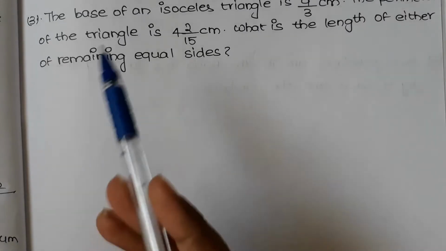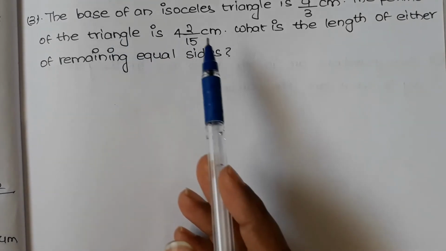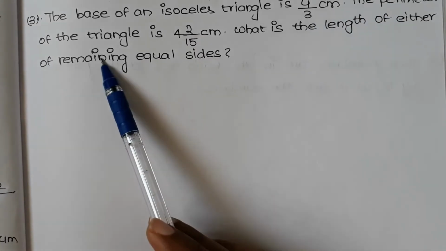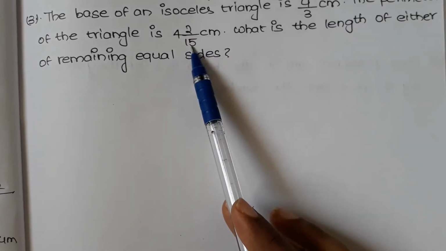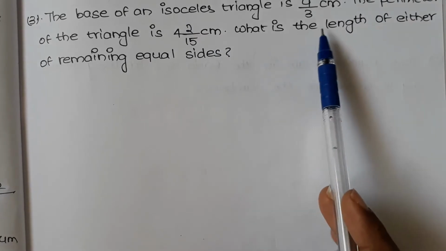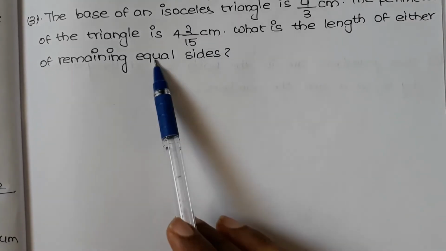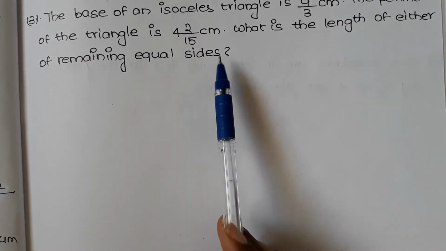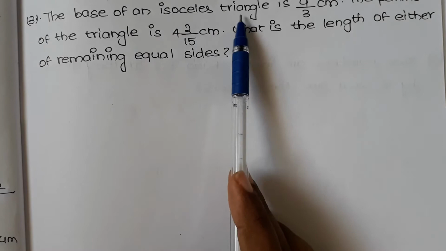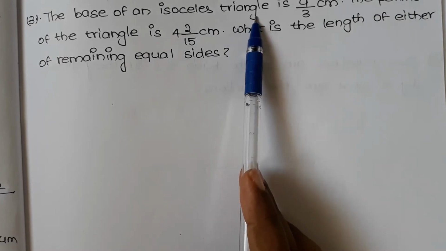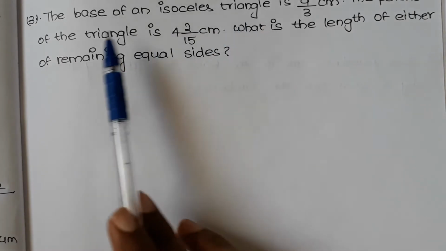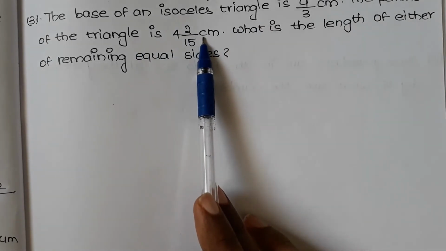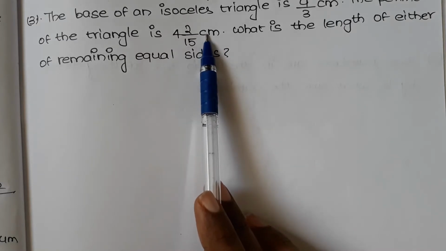Now let us solve the third question, that is the base of an isosceles triangle is 4 by 3 centimeter. The perimeter of the triangle is 4 2 by 15 centimeter. What is the length of either of remaining equal sides? We know that in a triangle we have 3 sides, and in an isosceles triangle 2 sides are equal and other side is not equal. Now the base of the isosceles triangle and perimeter is given. They ask to find the length of other equal 2 sides.